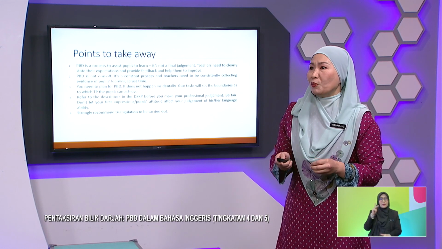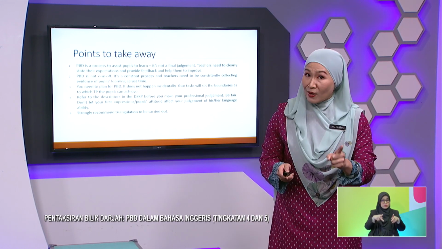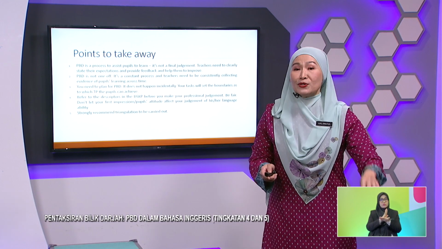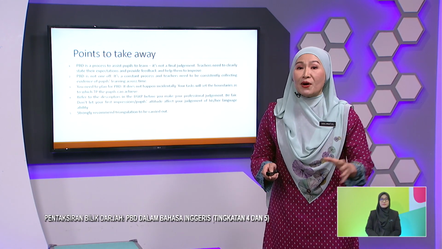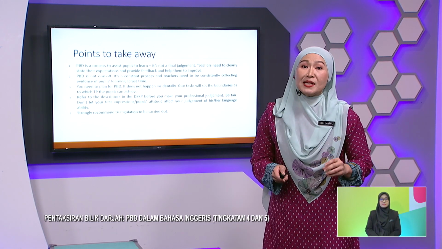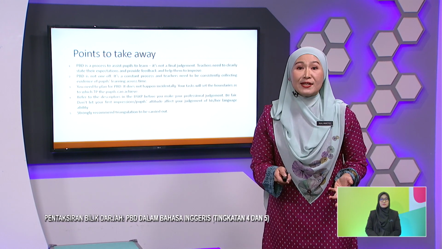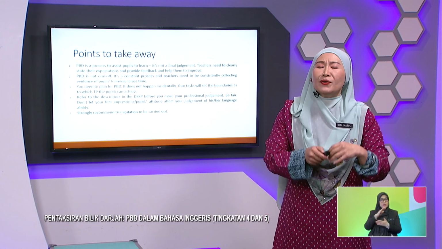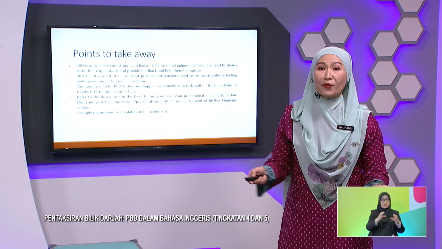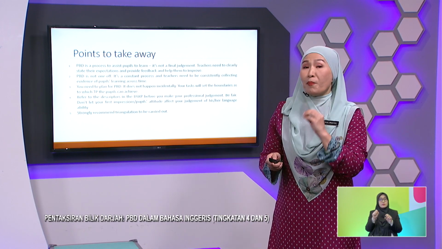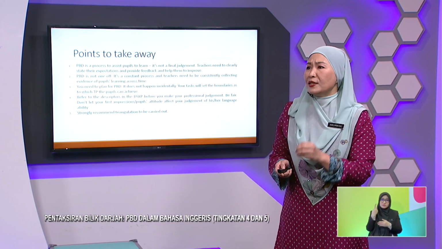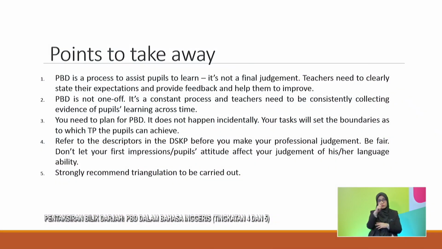to assist pupils to learn. It's not a one-off. PBD is not a one-off. So, the 3.1.5 learning outcome, learning standard just now, it's not that one-off that you're going to assess your pupil for a TP. So it's a whole year progress throughout the year. And for point 5, I strongly recommend to triangulate. Triangulate means you look from all aspects, not just that particular My Trip to Morocco. You need to look at everything as a whole.